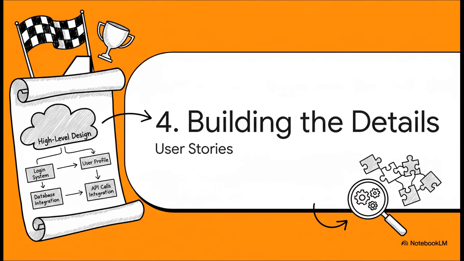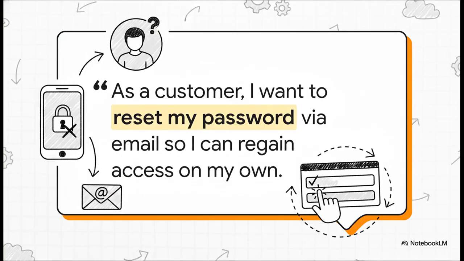We are getting so close. We have a high-level design, but you can't just go to a developer and say, hey, build a login system. We need to break it down into small, manageable, actually buildable chunks. And this is where something called a user story comes in. It's a tiny, self-contained piece of functionality, always written from the user's point of view. A whole login system is actually made up of lots of these little stories, like creating an account, logging in, and of course, a way to reset your password when you forget it.